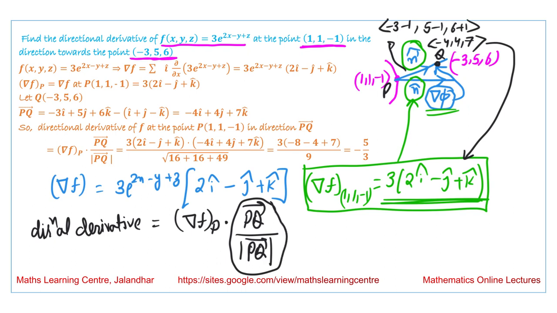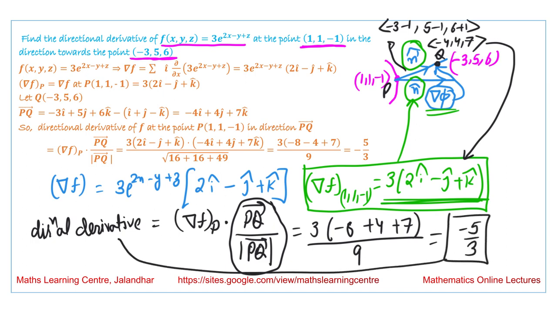We require direction cosines. So the answer is the dot product of these two: 3 into (minus 8 plus 4 plus 7) divided by the square root of (16 plus 16 plus 49), which is 9. So the answer we obtain is minus 5 by 3. This is the directional derivative of this function at the point (1, 1, minus 1) in the direction of this point.